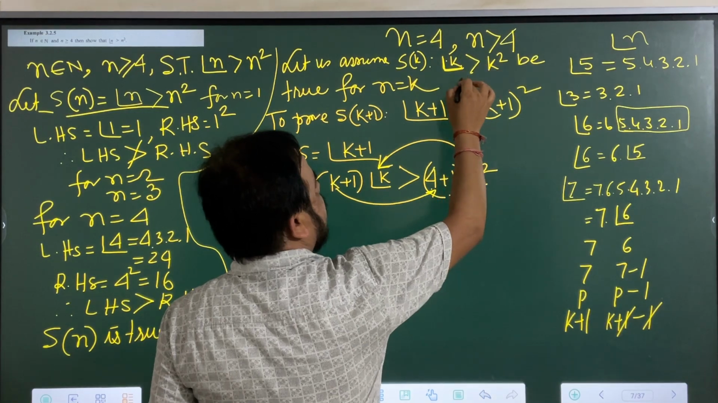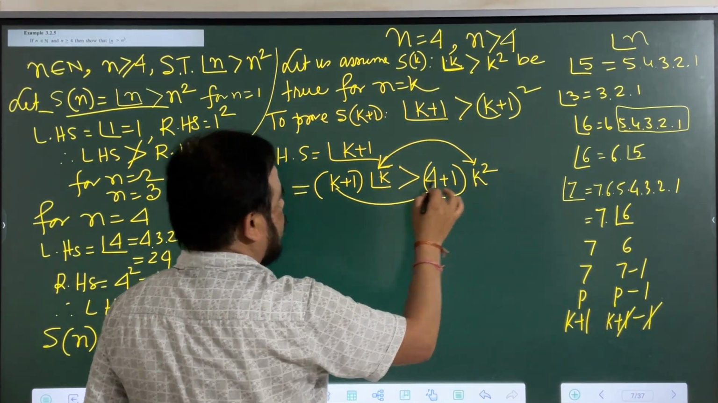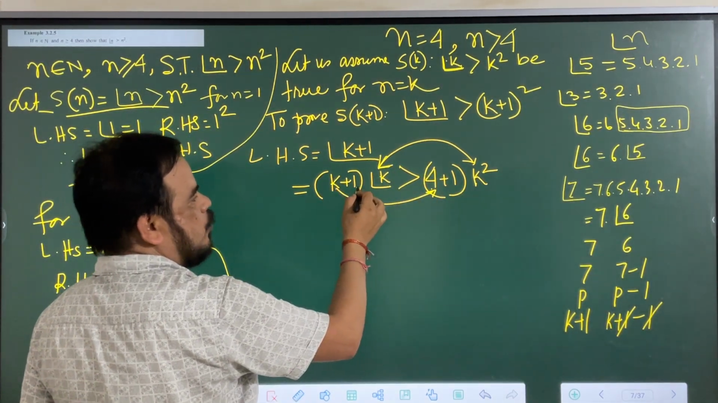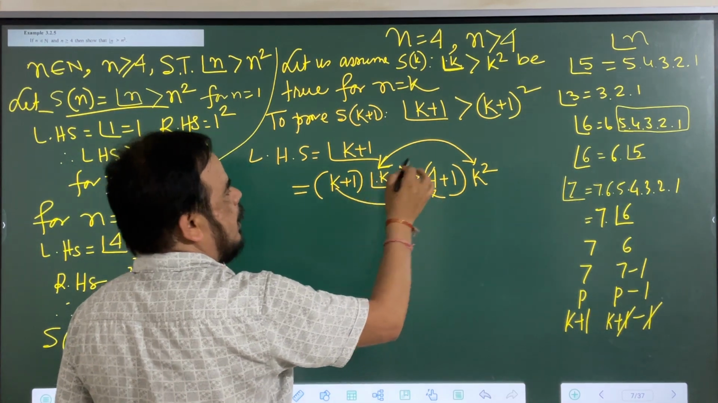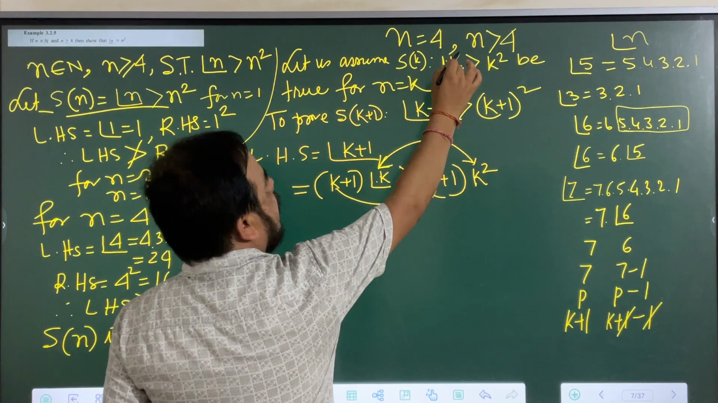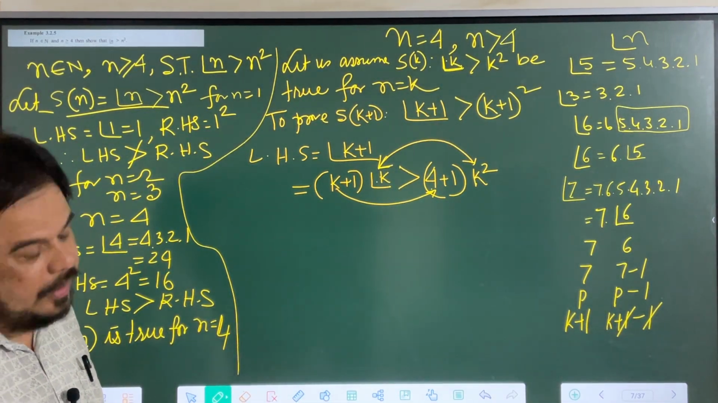Factorial k is greater than k square. So k plus 1 is greater than 4 plus 1, factorial k square. Greater than sign, we cannot put equal sign, because in k, the greater sign is there.